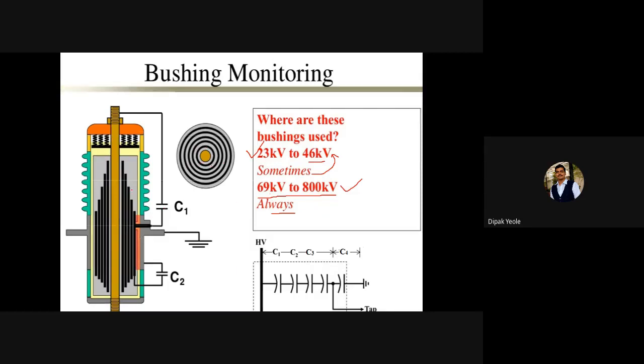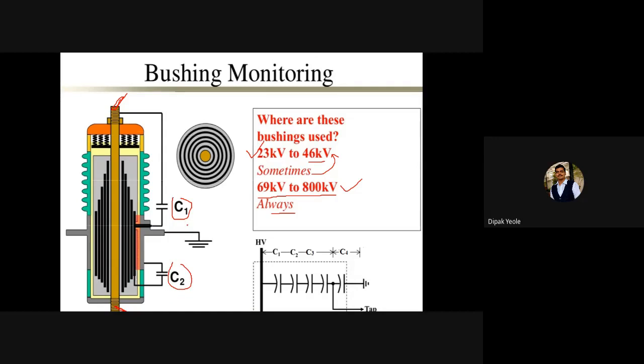Now here you can see, if we are interested in the measurement of the capacitance, here is a lead 1, here is a ground lead, and here is the lead which is available inside the oil tank. We are interested in measuring the capacitance between the top lead and the ground. That is called C1, and between the ground and the lower lead, that is called C2.